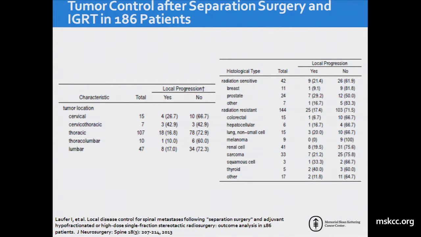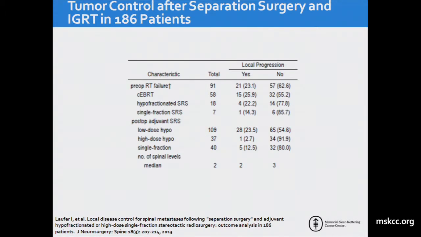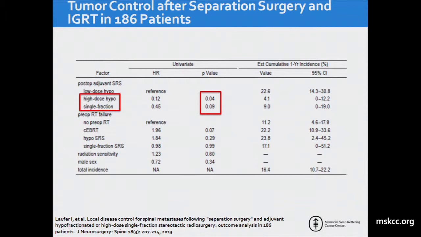We looked at the results of over 180 patients who underwent separation surgery followed by postoperative SRS. And the overwhelming majority of these patients had radioresistant histology. The few that didn't were previously radiated patients. As you can see, nearly half of these patients underwent some sort of radiation treatment prior to progressing and requiring surgery. And once again, the only thing that really mattered was what kind of dose we're able to get to this tumor. If we were able to get high doses of radiation to the tumor volume, these patients had excellent tumor controls.